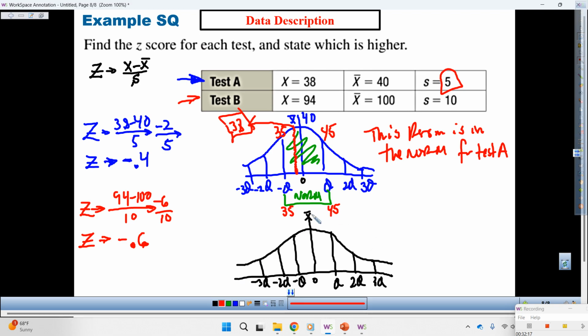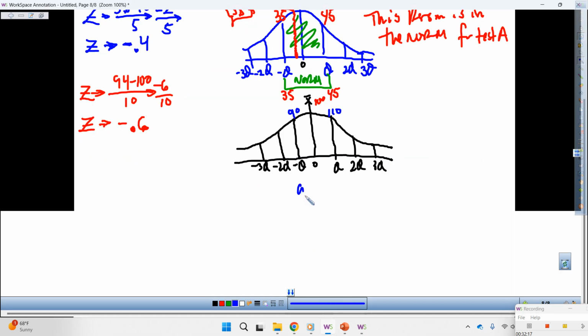So, our mean is 100. So 1 standard deviation up, where are we at? 110 and below. So my norm for that one is from 90 to 110. Okay. And where did this person land for the second test, or test B? I'm saying according to the standard deviation. Here's 0. Okay, so tell me where to stop.